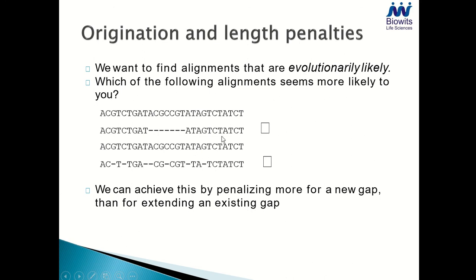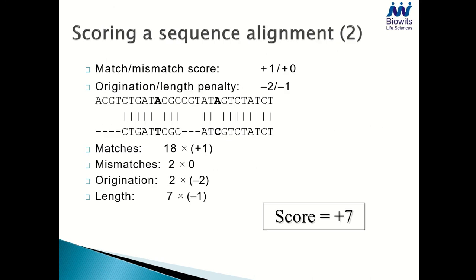Okay, we want to know what particular point, kung saan nagkaroon ng evolutionary resemblance. What particular alignment, and after knowing this particular alignment, we want to know what function is that. Kaya nga sinasabi niya homology eh. We want to know what particular part of the body and at the same time the function, right? So we can achieve this by penalizing more for a new gap than for extending an existing gap.